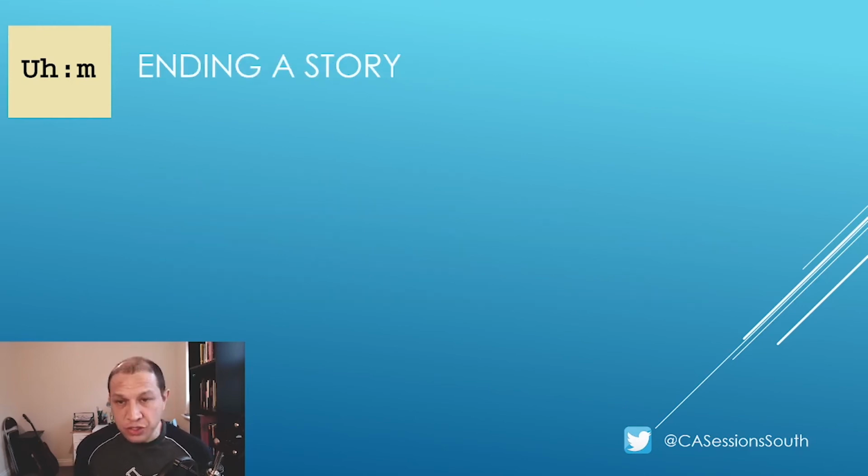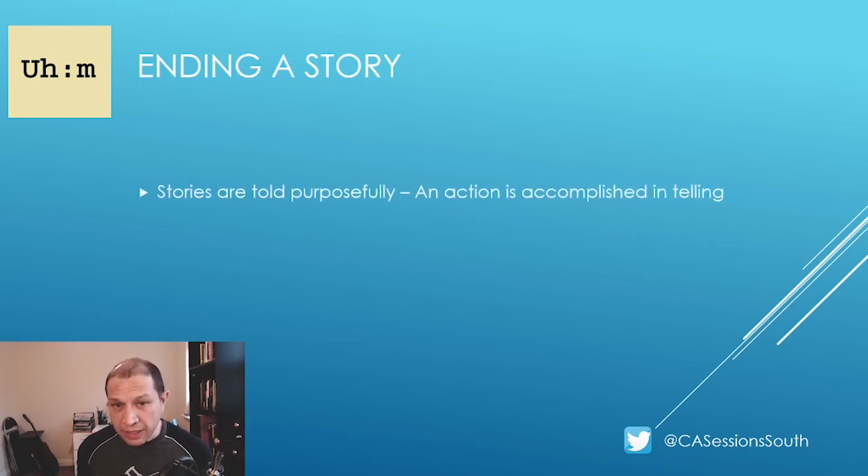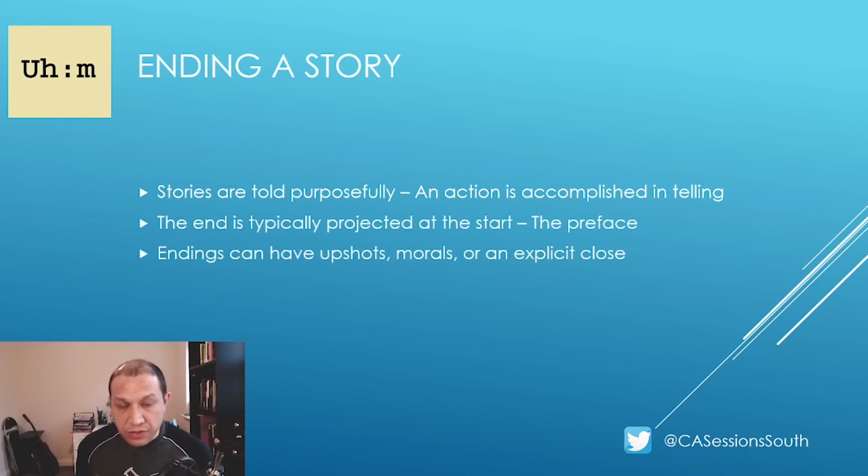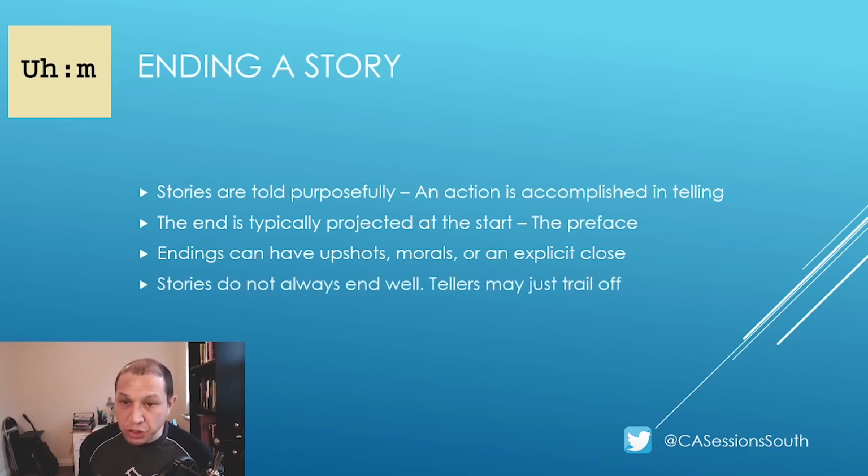When it comes to ending a story, there are a few ways that this can be accomplished. In a story's conclusion, it is important to remember that stories are told with a purpose. Some kind of action is usually accomplished in the telling of a story. The ending of the story is usually projected in the preface of the story, which is helpful for the recipient. And the ending of a story can be an upshot, a moral, or just an explicit closing of the story. However, in some instances, stories do not end well at all, and the tellers may just trail off into silence.